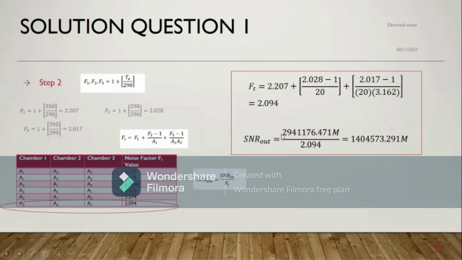This SNR in, we just divide by the total noise factor of the arrangement A3, A2, A1, which is 2.094, and we will get 1404573.291 mega. That's all from me for the solution to question 1.